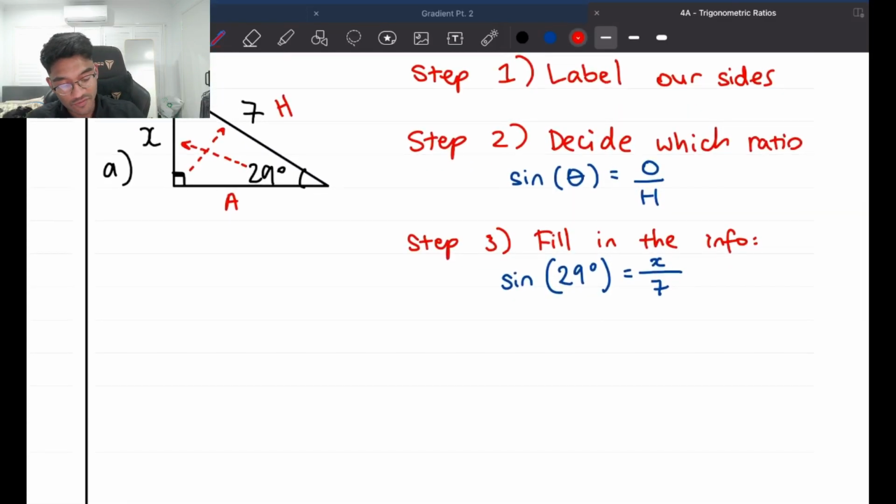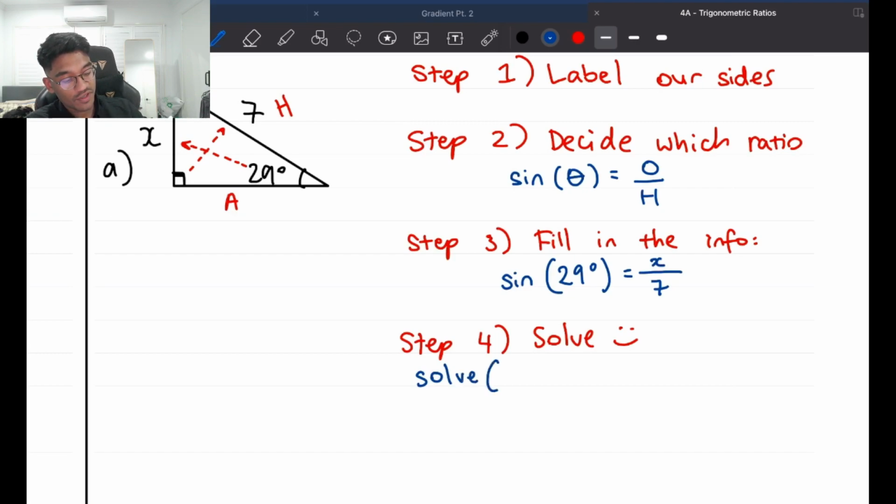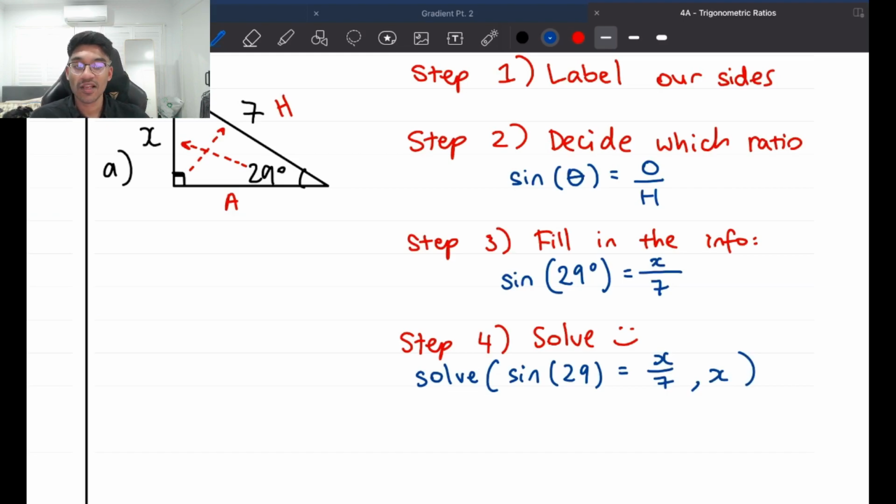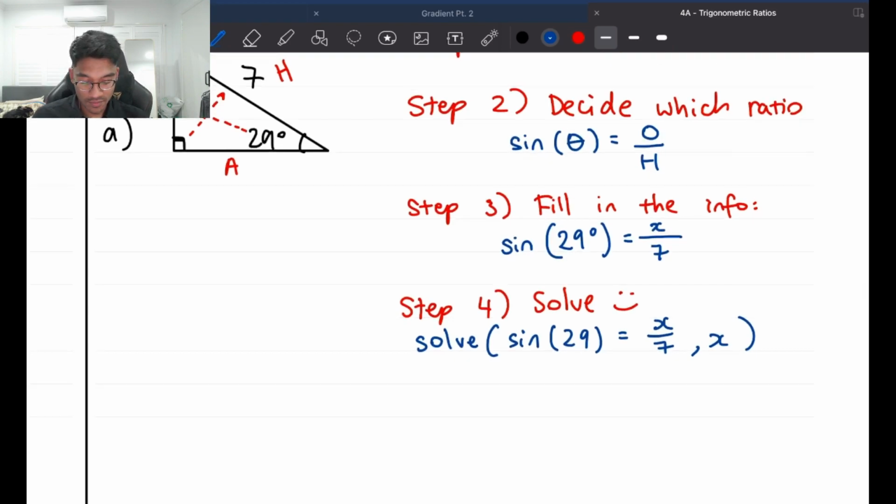Now, here's what we do. Very easy. Step 4. Solve. All we're going to do is get our calculator. We're going to hit the solve button. Solve's going to come up. And we're just going to put in sine 29 is equal to x over 7. So we're telling the calculator to solve this equation. Now we have to do comma x and close bracket. Remember that comma x tells the calculator, hey, we're solving for the letter x. So let's do that in our calculator.